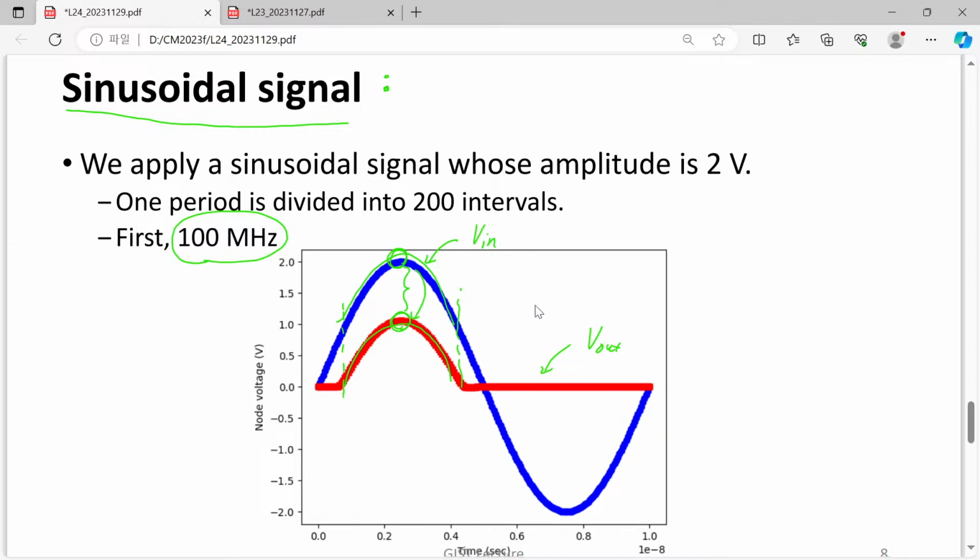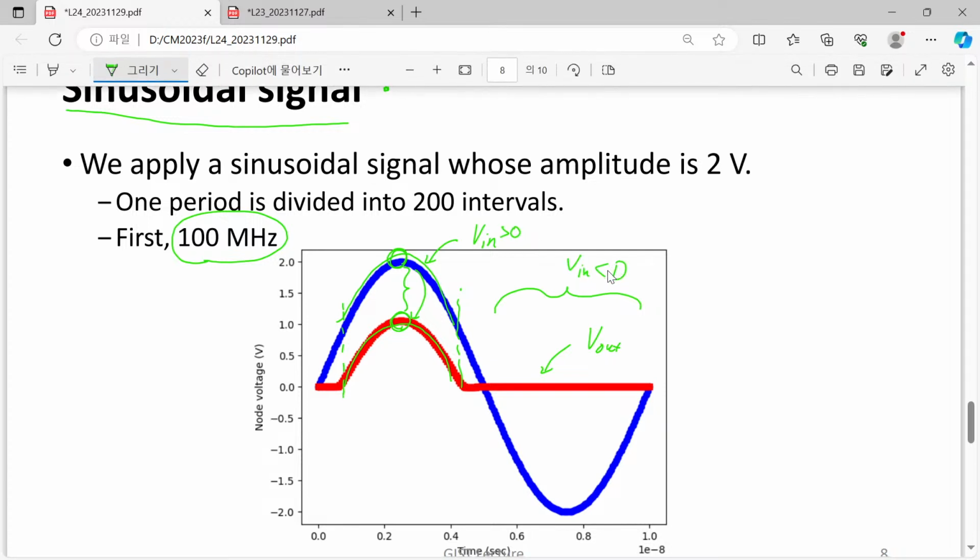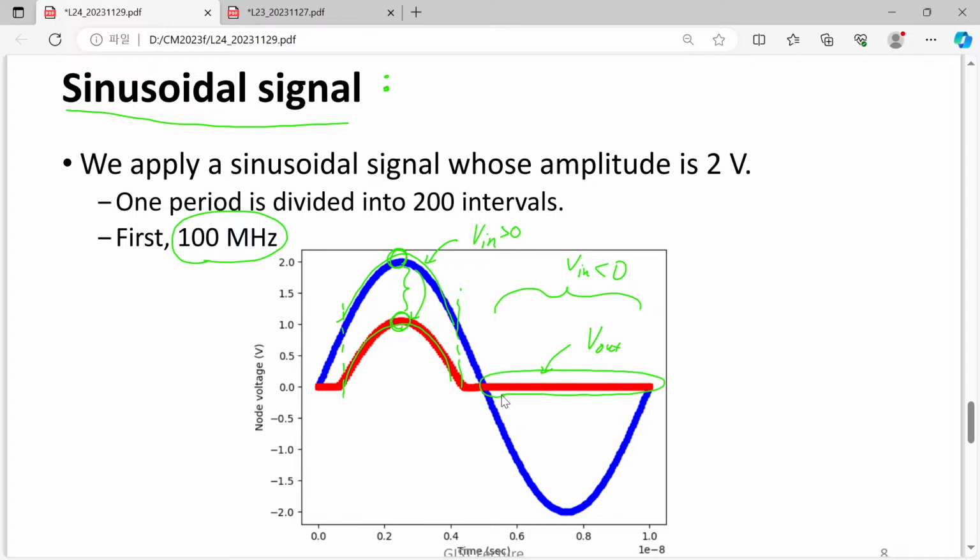Okay, good. However, we also have another phase where our input voltage is negative. In the case of negative voltage, our PN junction becomes highly resistive, and all of the applied negative voltage is consumed by our PN junction. So nothing is left for our resistor. That's the reason why we have just 0 in this part.